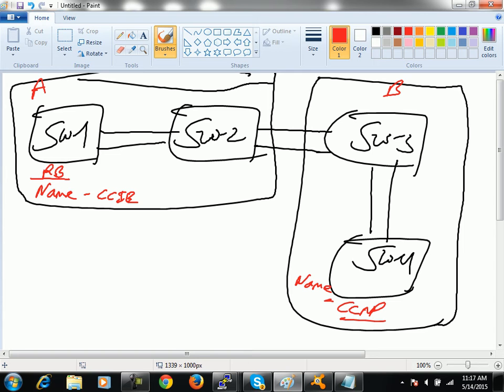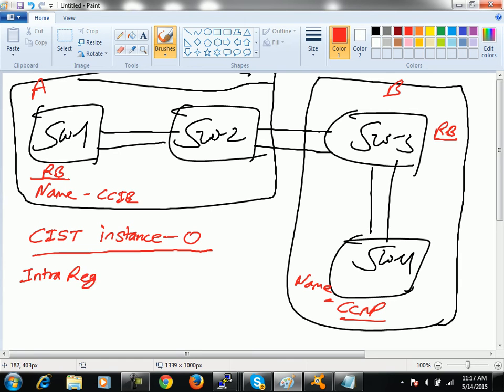It will be either switch 3 or switch 4. So which switch should be root bridge in region B? I think switch 3 has a better MAC address than switch 4, so of course switch 3 will be the root bridge. But remember, for CIST, which is instance 0, there will be two things. One is the intra-region root bridge, and another one will be inter-region.